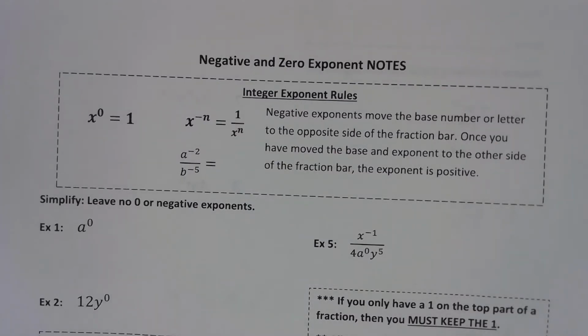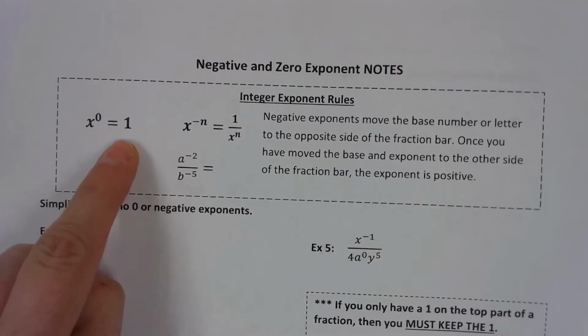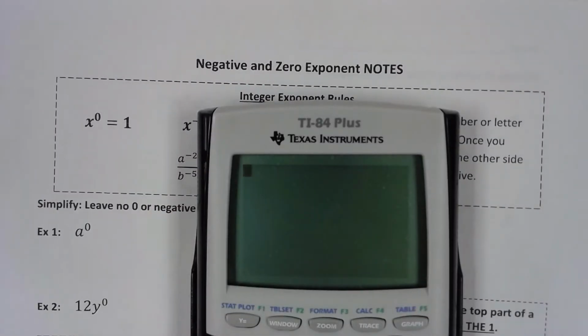Negative and zero exponents. Anything raised to the 0 power equals 1. Doesn't matter what number it is. If you have 8 to the 0 power, it equals 1. 89 to the 0 power, it equals 1. Doesn't matter what you type in. If you raise it to the 0 power, it always equals 1.